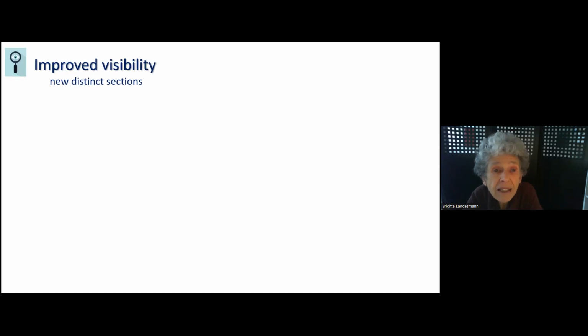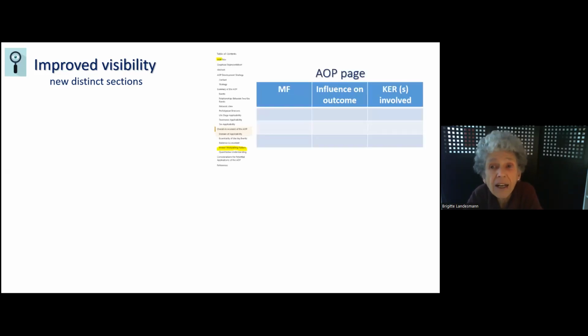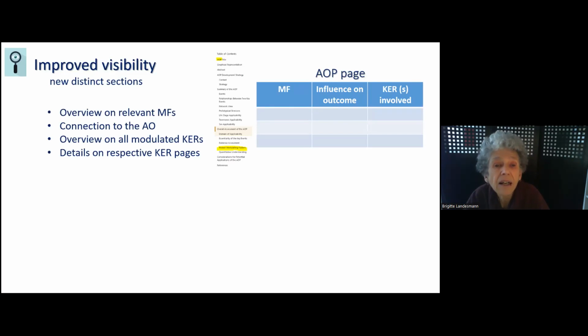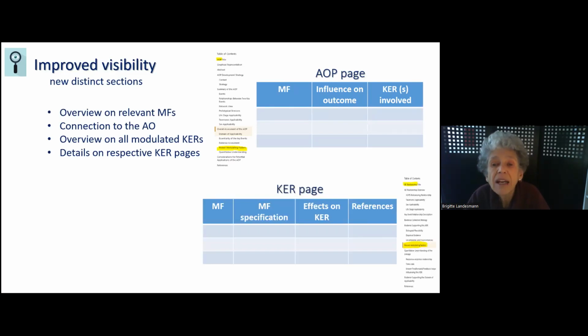So what has been newly added? This improved visibility hopefully will also stimulate more consideration of these modulating factors. What we have now is a table on the overview page, which indicates the modulating factors. And there it's important that we only use those modulating factors that have solid evidence for having an impact. Then we describe the influence and the KERs involved. While on the KER pages, we have the modulating factors, name them.